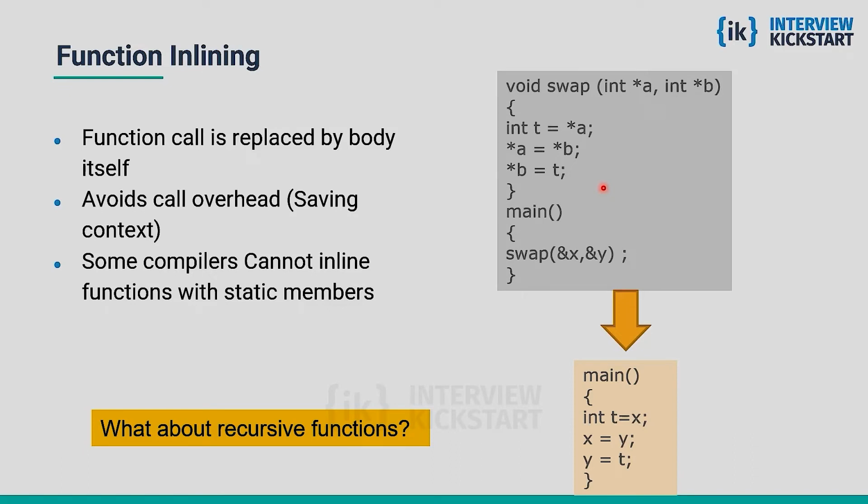And if the number of times this swap function is called is too much in the main application, then the code size will bloat that many times. So it has to be used judiciously, and all it does is basically avoid the function call overhead.